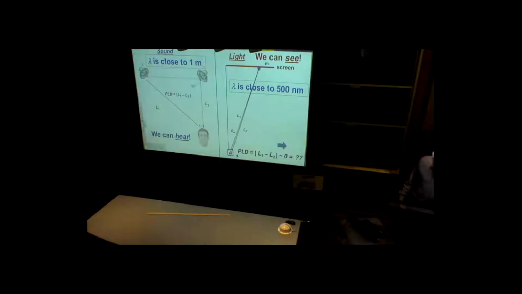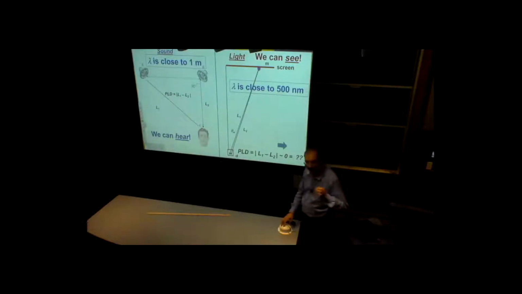Everything. However, there is a very convenient difference between light and sound. A sound wave is larger. Light waves are very, very short. Nano means 10 to the negative 9. So light waves are millions of times shorter than sound waves. Which means the distance from the two sources, the two slits, to the screen is billions of times longer than a single wavelength. So we can use this approximation.